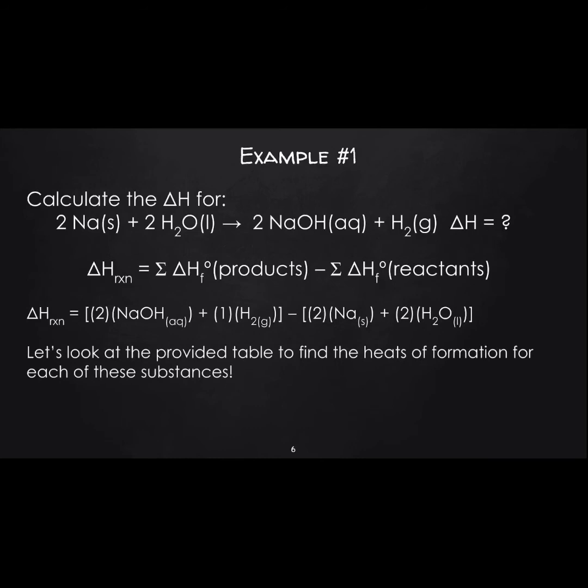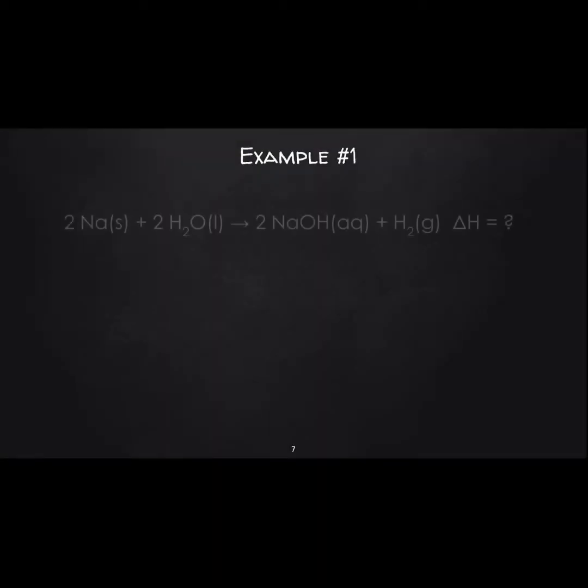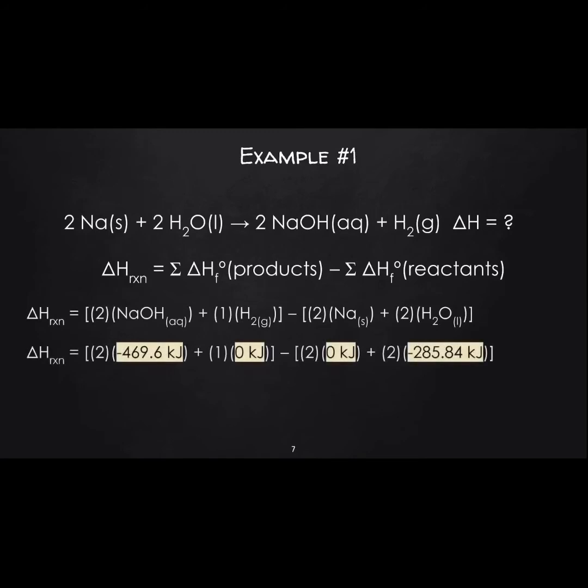So again, we're going to look at the provided table to find the heat of formation for each one of these substances. So here on my next slide, I already have those filled in and they're highlighted. So all of those highlighted numbers came from the chart. So now I would make sure that I multiplied 2 times negative 469.6. Make sure you multiply all of your coefficients by whatever that heat of formation is. Once you add up all of those answers, you would get your enthalpy for the reaction. So in this case, it is negative 367.52 kilojoules.